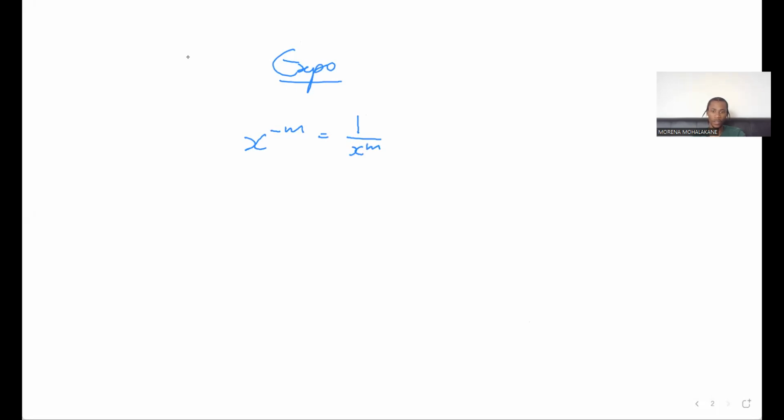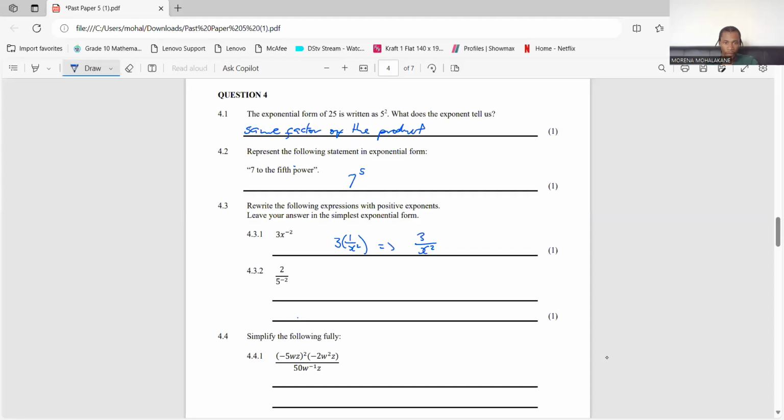So getting to the next question. Right here, this is going to be 2 over 5 to the negative 2. It goes to a linear form and it changes the sign. Remember, there's a negative, now it becomes a positive. So 5 squared is 25, and 25 times 2 gives you 50.